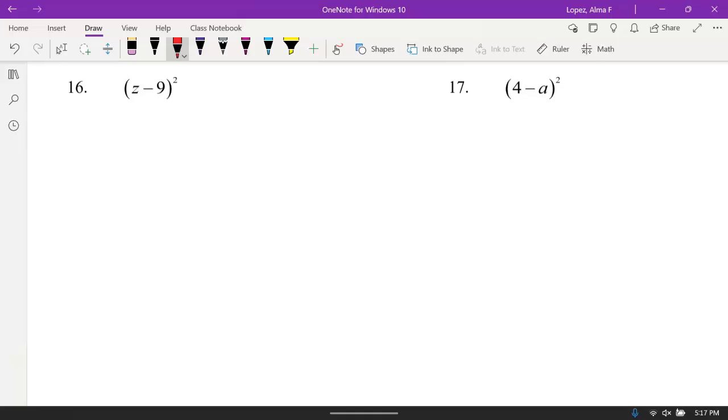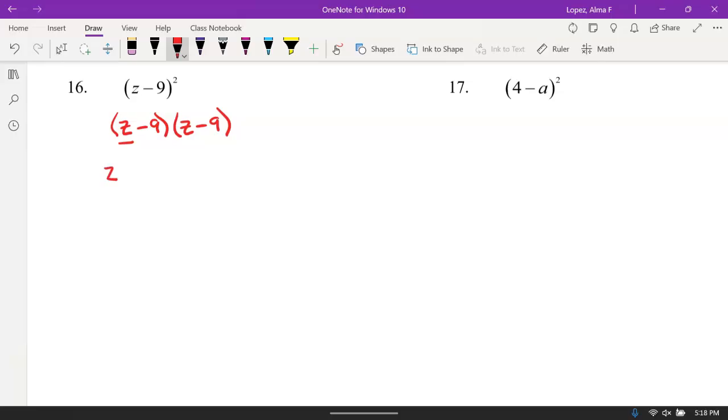When you have z minus 9 raised to the second power, it actually means you have two of them, and you'll have to expand it out in order to do it. You can't do it right there. You have to write it out and do the distribution process. Start with the z. We're going to distribute it onto everything in the second parentheses.